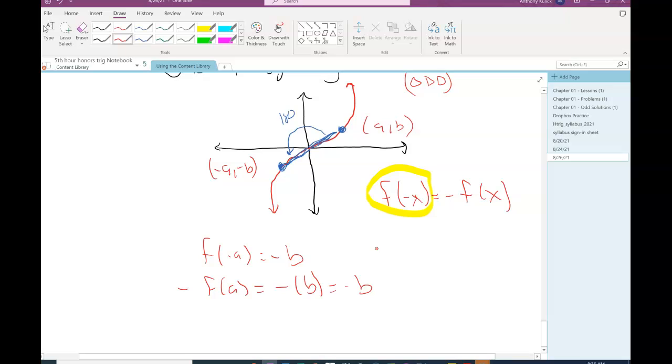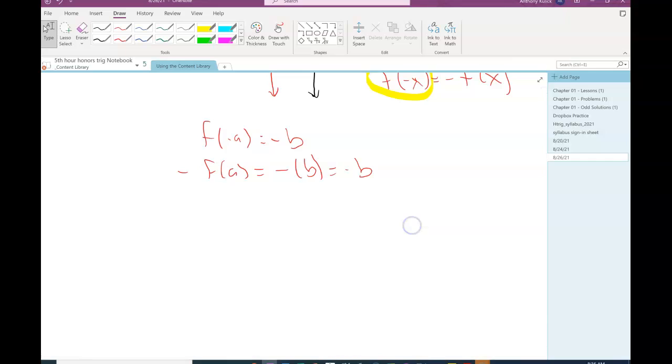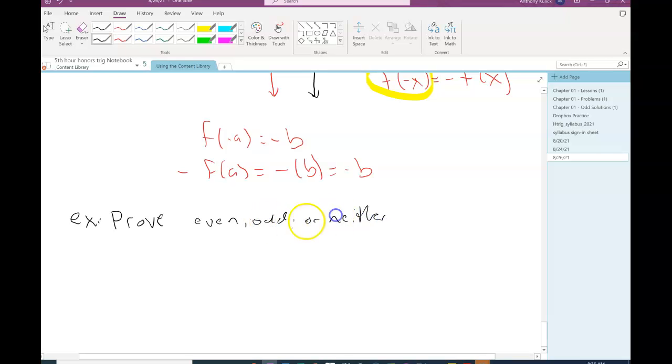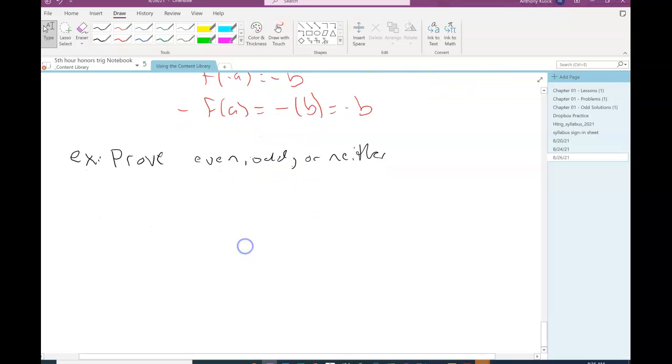Cool? Okay, no problem. So what I'll ask you to do with this is to prove whether some functions are even, odd, or neither. We've got lots of time. So we'll do a couple of examples to get us accustomed to this.